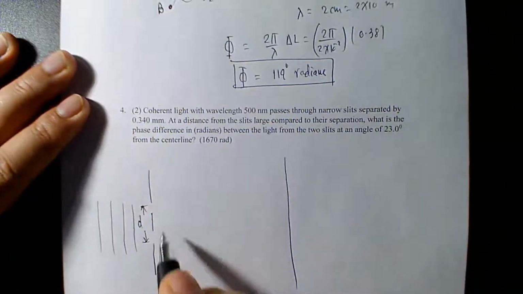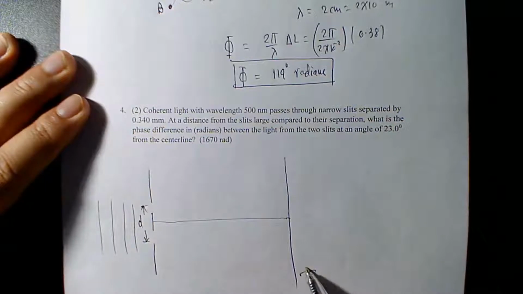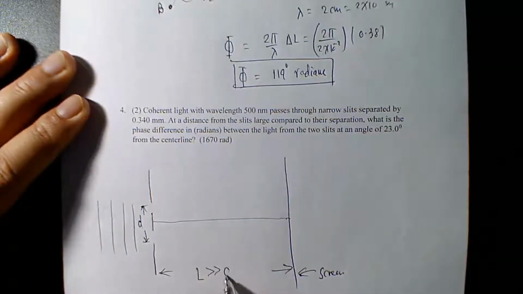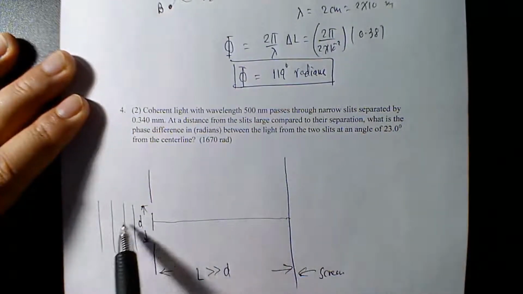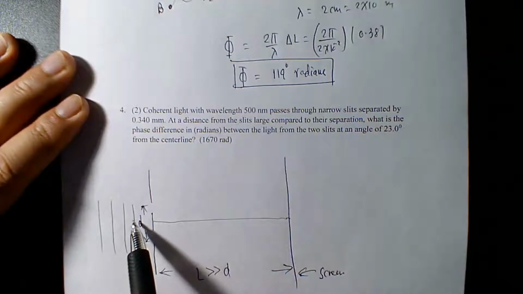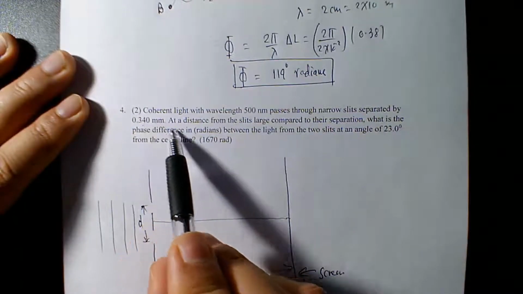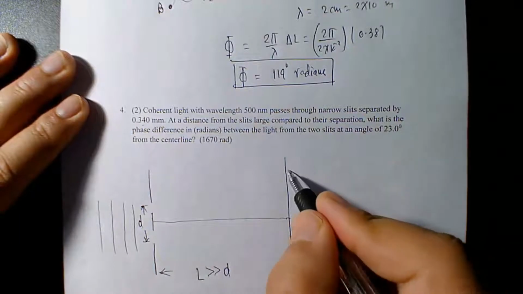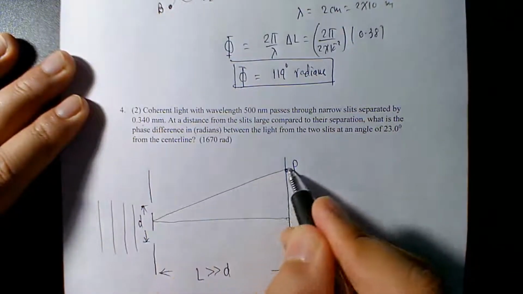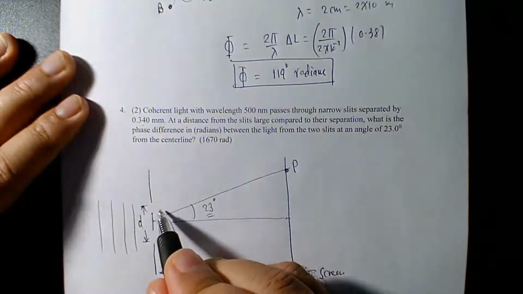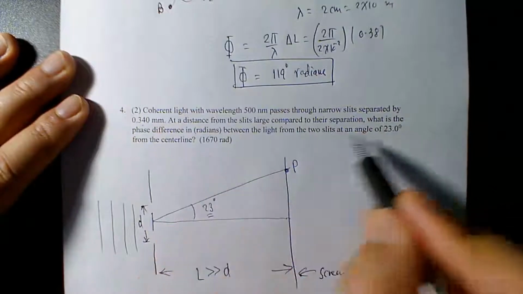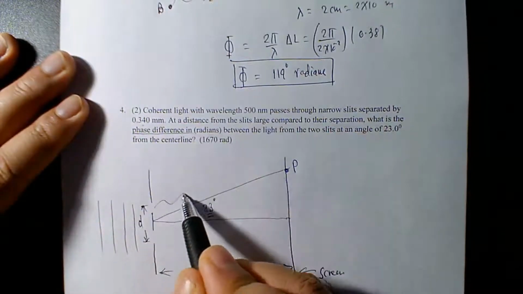D is the slit separation, and on the screen, this is the center line. On the screen, you view the interference pattern. This is the screen, and the condition is we consider L is much bigger than d, in all this approximation. Then you shine a laser light with 500 nanometer wavelength, and d is given as 0.34 millimeter. At any point, let's say point P, which is at a 23-degree angle, what is again the phase shift? What is the phase difference between the two light waves?